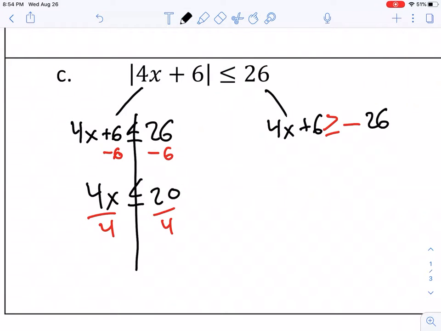Make sure that I'm not dividing by a negative. If I am, my inequality switches, but this is positive, so we're good. X is less than or equal to 5. So that's my first one. I'm going to go through and solve my second one.